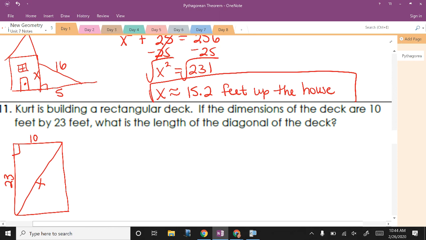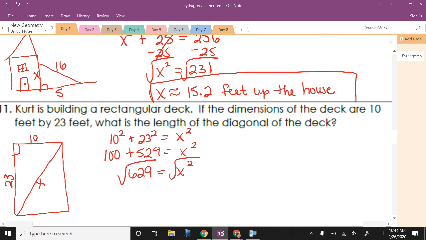So 10 squared plus 23 squared equals x squared. 10 squared is 100 plus 23 squared is 529 equals x squared. 100 plus 529 is 629. And then I take a square root.